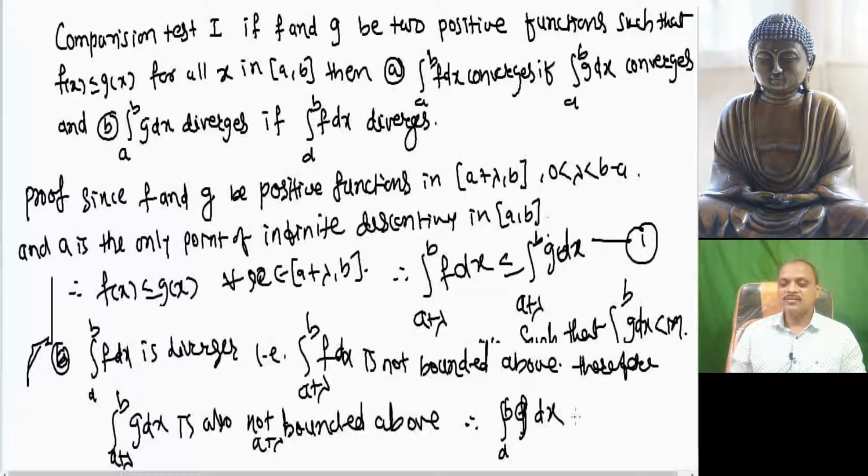So this is the first comparison test, where we can compare two functions f and g. If the relation between these two functions is like f of x is less than or equal to g of x, and if g of x, the greater function, is convergent, then f is convergent. If the smaller function f is divergent, then the greater function g is also divergent.